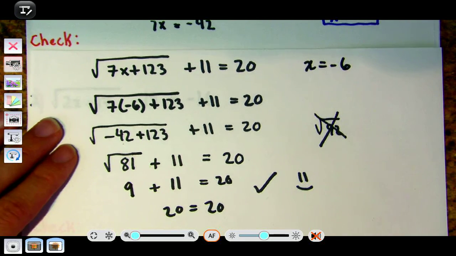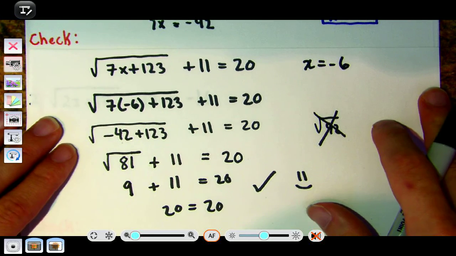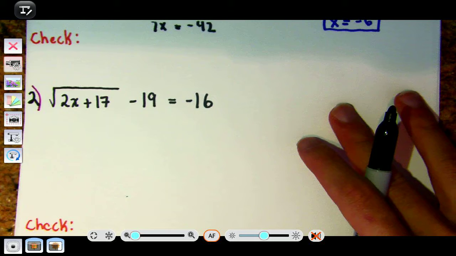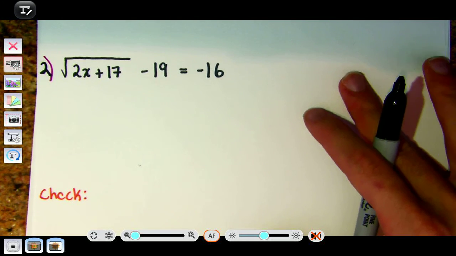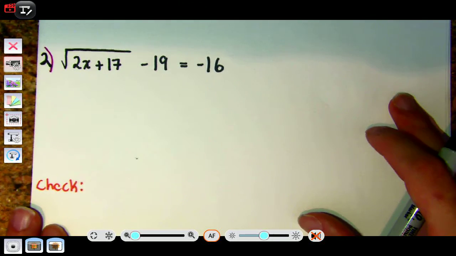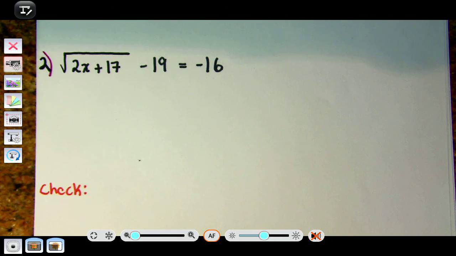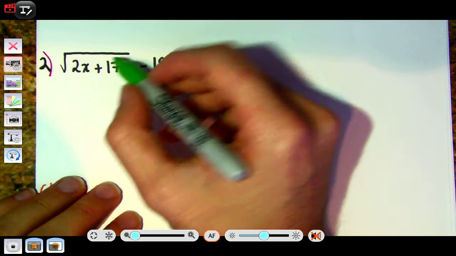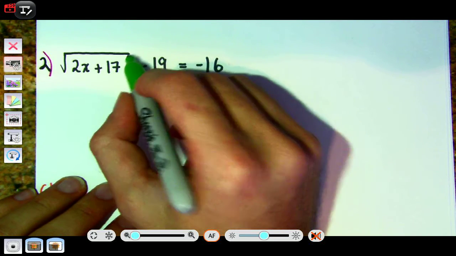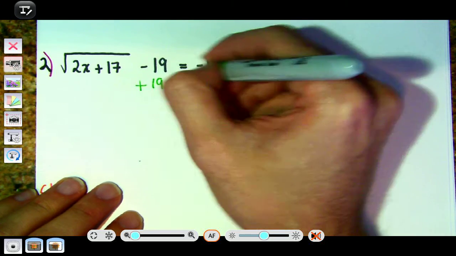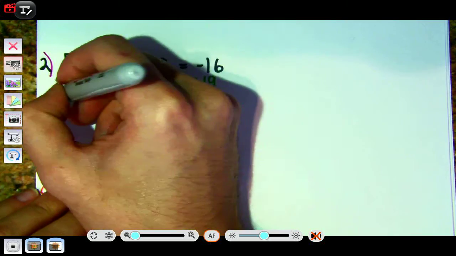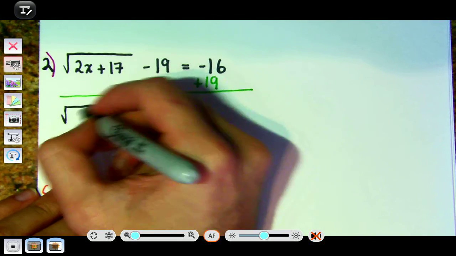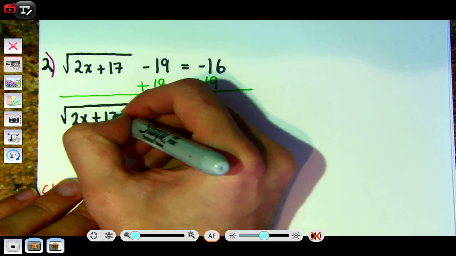Alright, very nice. Try the next one on your own. You got this. Pause the video and try this one on your own. Okay. What's our first move? We want to get the radical by itself. So let's add 19, add 19. So now we're left with square root of 2x plus 17 is equal to 3.